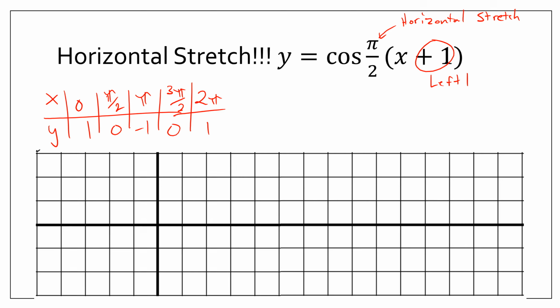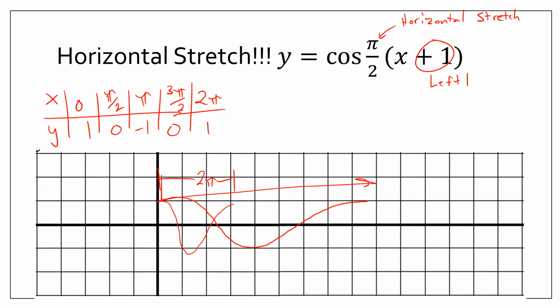Now, what we need to keep in mind for the horizontal stretch is it's doing something like this. Here's the parent function. It looks something like this. The horizontal stretch is basically going to take this normal period of 2 pi and stretch it, right? So instead of it repeating every 2 pi, maybe it'll get stretched out and repeat every 4 pi or 6 pi, something longer. This is what the horizontal stretch does.